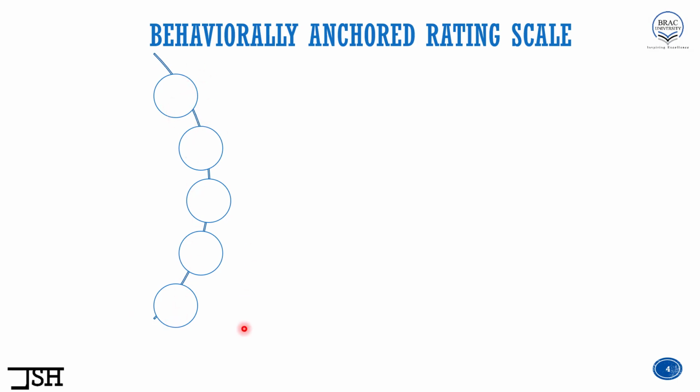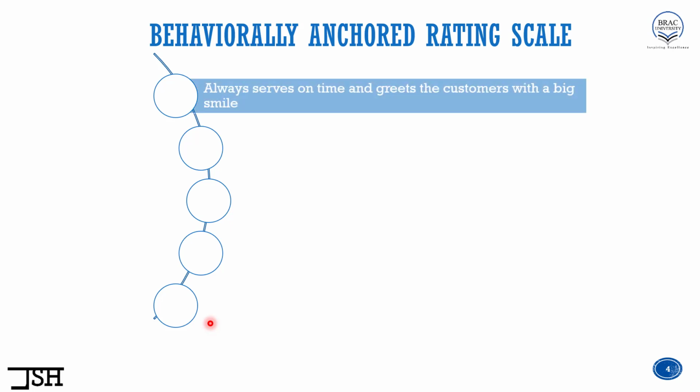What is the purpose of the scale? On this scale, the HR manager is going to decide that for a specific type of behavior, the HR manager is going to give a specific number to an employee. For example, as an HR manager of a restaurant, what can be the best behavior expected from a server? Maybe this: always serves on time and greets the customers with a big smile. On this scale, if a server behaves in this manner, that server will be given a 5.